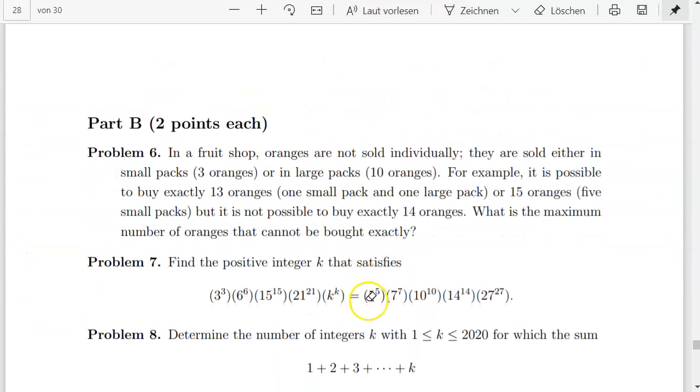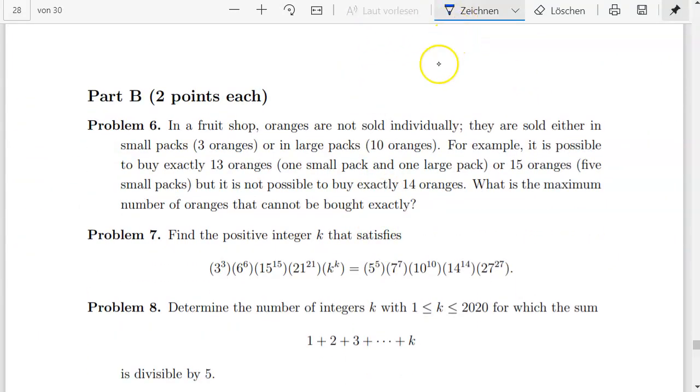Now let's move on to problem 6. In a fruit shop, oranges are not sold individually. They're sold either in small packs of 3 oranges, or in large packs of 10 oranges. For example, it's possible to buy exactly 13 oranges, 1 small and 1 large, or 15 oranges, 5 small packs, but it's not possible to buy exactly 14 oranges. So what is the maximum number of oranges that cannot be bought exactly?